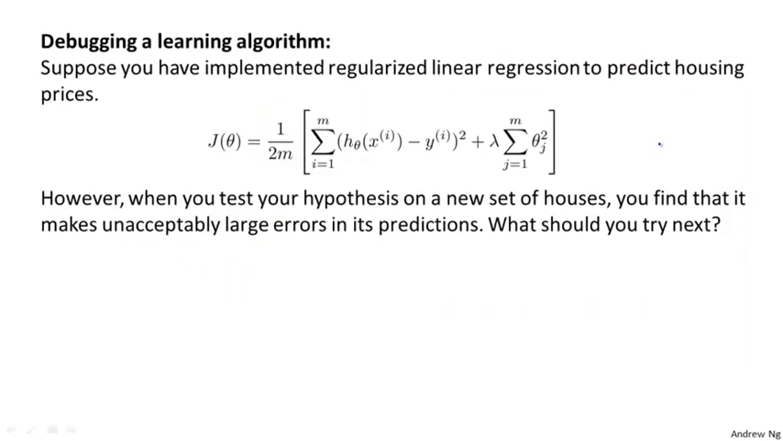To explain this, let's continue using our example of learning to predict housing prices. And let's say you've implemented regularized linear regression, thus minimizing that cost function J. But suppose that after you take your learned parameters, if you test your hypothesis on a new set of houses, you find that it's making huge errors in its prediction of the housing prices. The question is, what should you then try next in order to improve the learning algorithm? There are many things that one can think of that could improve the performance of your learning algorithm.